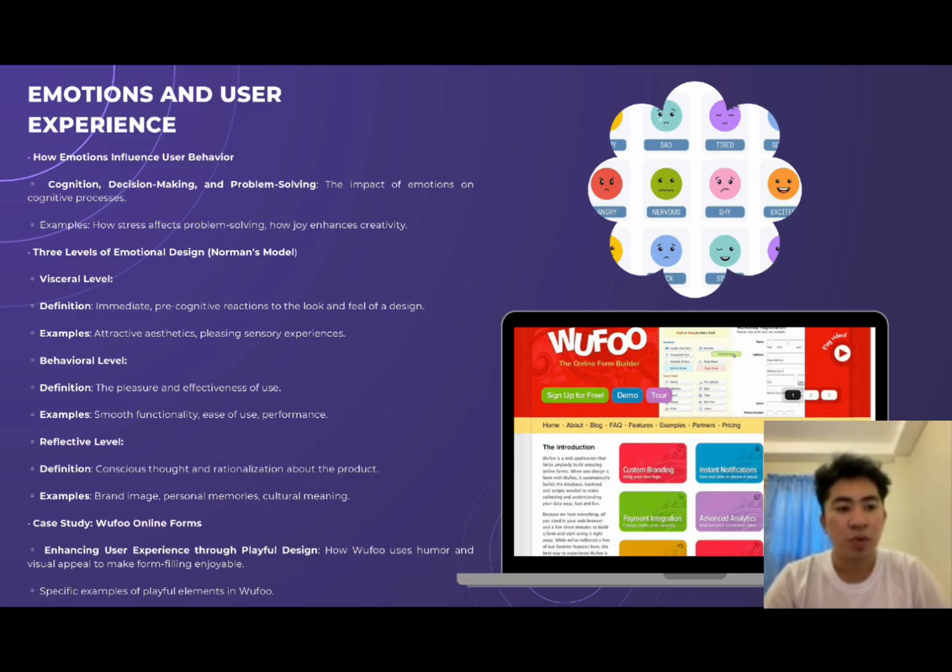You use Norman's three levels to understand emotional design. First is the visceral level. Definition: immediate pre-cognitive reaction to the look and feel of a design. Example: attractive aesthetics and pleasing sensory experience. Example is what you see, feel, and hear. Behavior level. Definition: the pleasure and effectiveness of use. Example: smooth functionality, ease of use, performance.